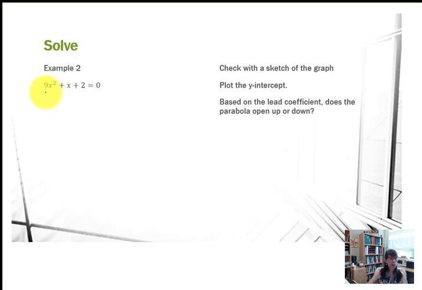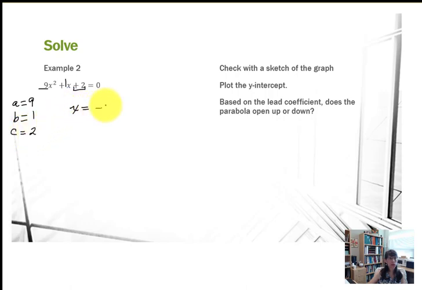In our second example, we have 9x squared plus x plus 2 equals 0. It's in the proper order and equal to 0. So the value of a is 9. B, that plus x means plus 1x, so b is worth 1. And c must be positive 2.